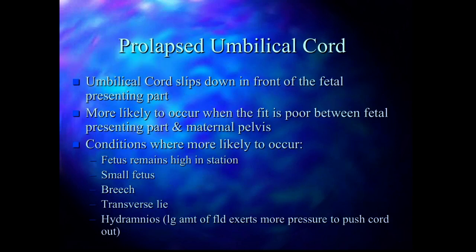The next one we're going to talk about is prolapsed umbilical cord, and this is where the umbilical cord is going to slip down in front of the fetal presenting part. It's always more likely to occur when the fit is poor between the fetal presenting part and the maternal pelvis. The conditions where it's more likely to occur is whenever the fetus remains high in station. Remember, station is how far down that fetal head is in the pelvis. A smaller fetus, it's more likely a breech presentation or a transverse lie, or anytime you have a large amount of fluid, the hydramnios, because it's putting more pressure to push that cord out.